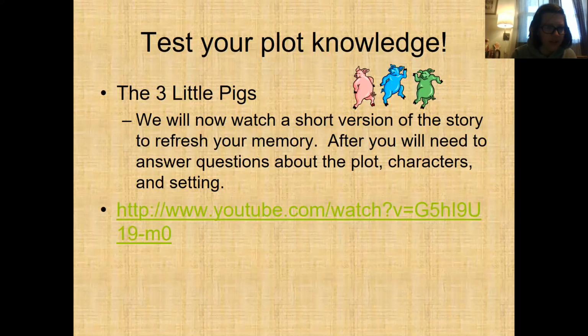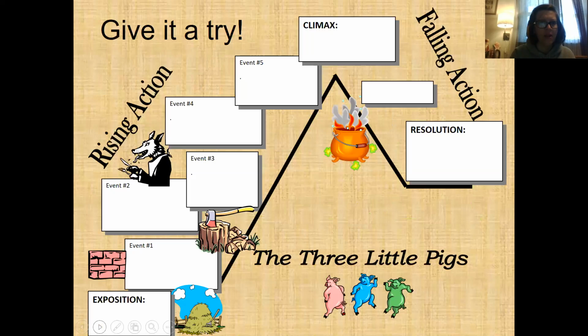All right, let me go back to our PowerPoint. Let's see if we can answer some questions about plot based on that. Here is our plot diagram. We have the exposition, then five events that made up the rising action, our climax at the top, falling action, and then the resolution of our conflict.